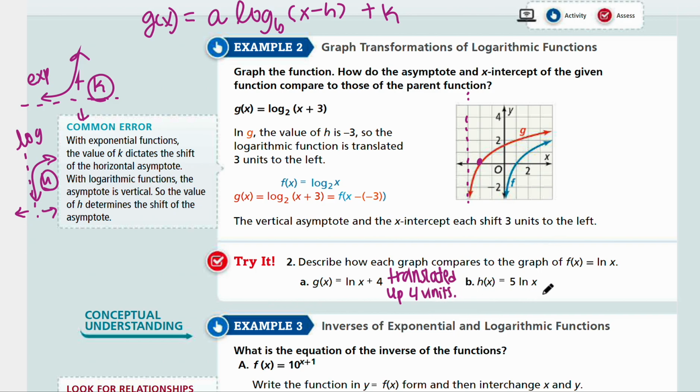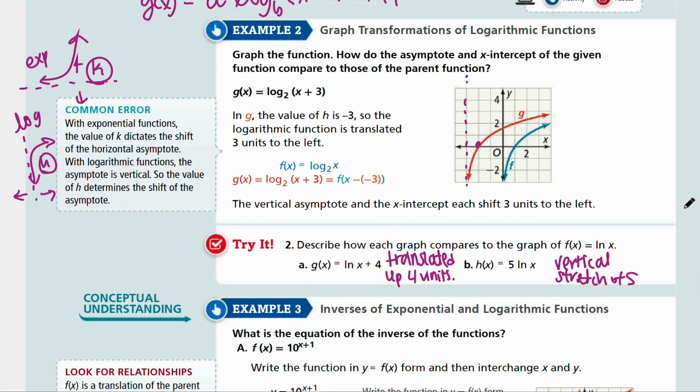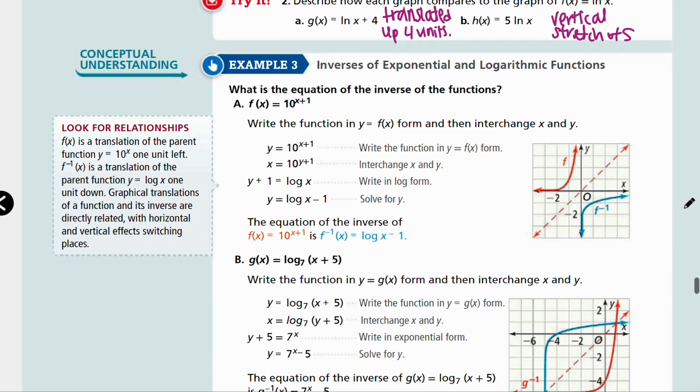Part B, 5 times natural log x. So we have that 5 multiplied to your parent function. So this is a vertical stretch of 5. If you're not sure why, you need to go back and review the transformations of other functions that we looked at pretty much every topic. And the first transformation is in topic 1. So you can go back to that lesson to review. But let's look at example 3 now.